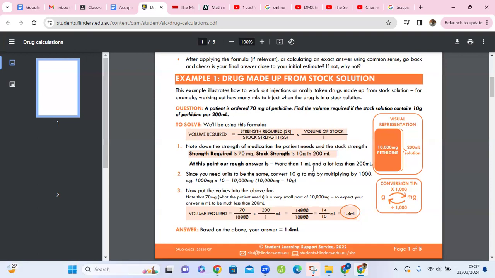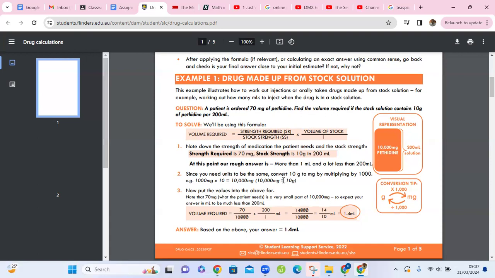But in the meantime, let's master how to use the formula. It says, since you need the units to be the same, convert 10 grams to milligrams. Here our required strength is 70 milligrams, and what is in stock is 10 grams per 200 milliliters. So we have to do a conversion to have the units the same. What was done now is to turn grams to milligrams.